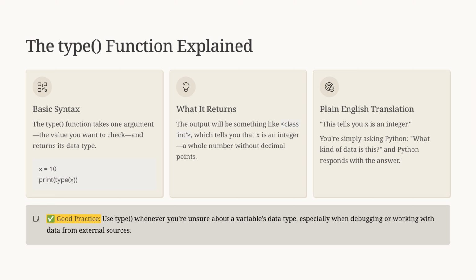The output might look a bit technical, but don't worry, it's just Python being precise. As a best practice, always use type when you're unsure about what kind of data you're working with, especially when reading from CSV files, APIs, or external datasets. This simple check can save you hours of debugging later.